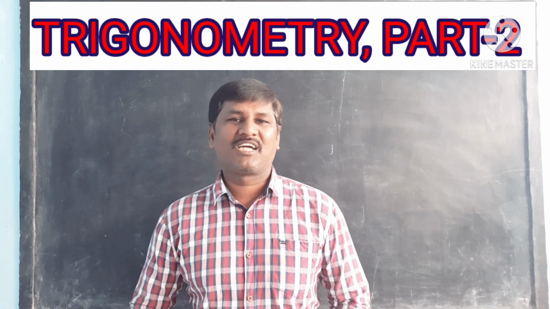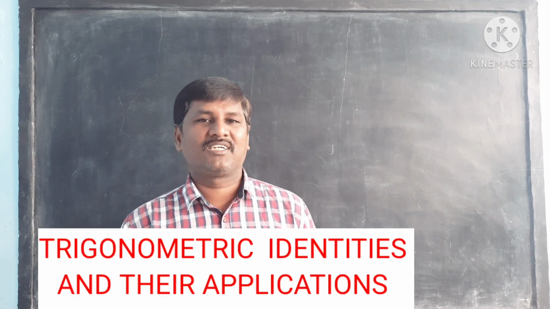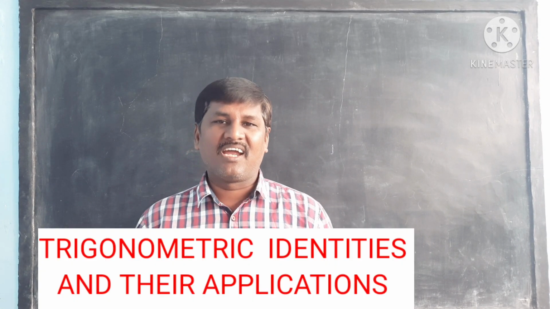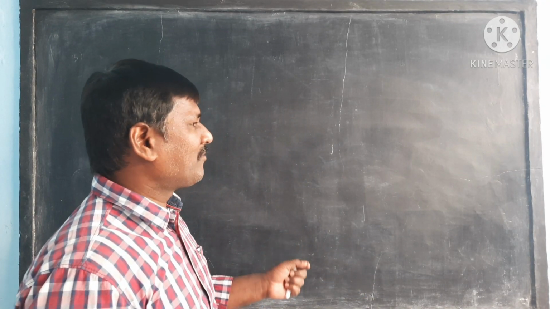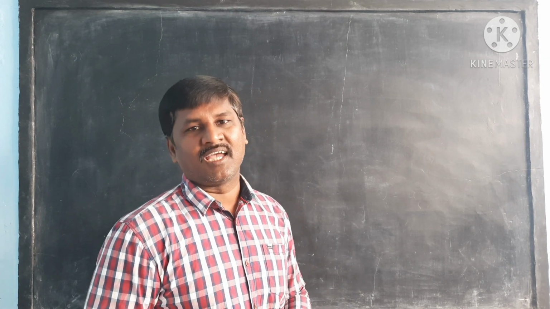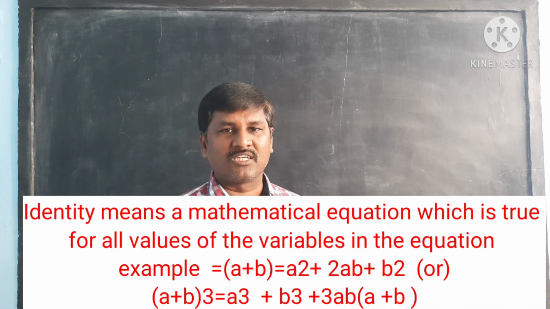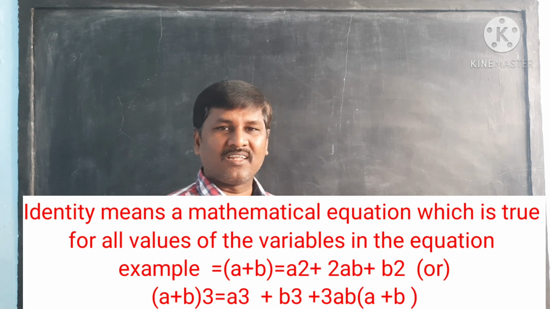Today's topic is trigonometric basic class part 2. In this class, we will discuss the derivation of trigonometric identities and also their applications. Let us see what is a trigonometric identity. So before we start the trigonometric identity, let us see what is an identity. Identity means a mathematical equation which is true for all the values for the variable in the equation.